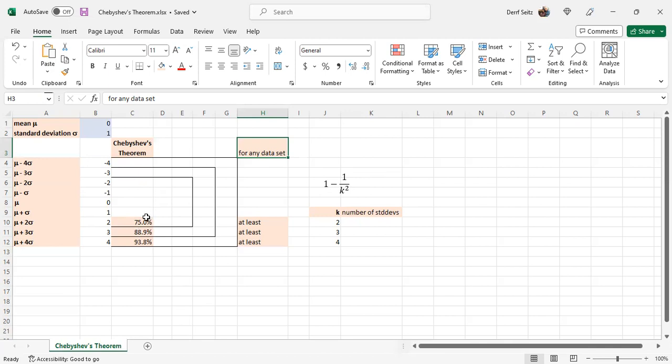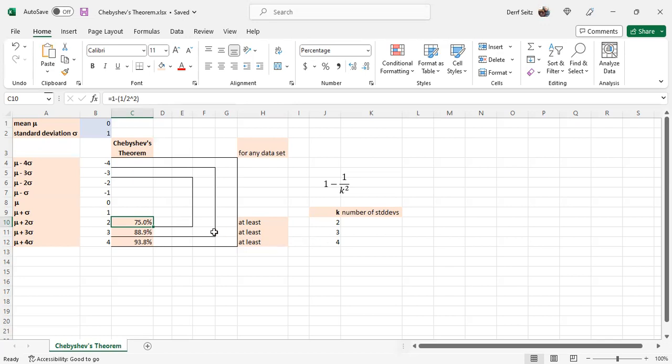those boundaries. So as shown here, when k is 2, here we have the formula 1 minus 1 over 2 squared, and it's rounded, gives us 75%. The diagram shows here, within 2 and negative 2 standard deviations, at least 75% of the data values are guaranteed to be located.